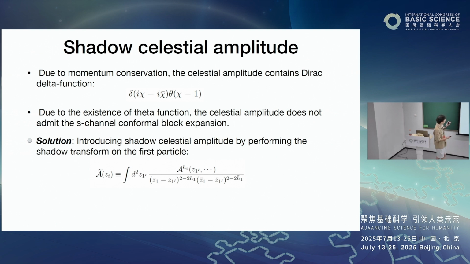Okay, now if we perform the shadow transformation, you see this one involves the coordinate integral. This will actually remove the delta function, right? Because the delta function will be removed by the integral, and also the theta function. And by using this, we can remove those distributions and just use CFT techniques to study the shadow celestial amplitude.